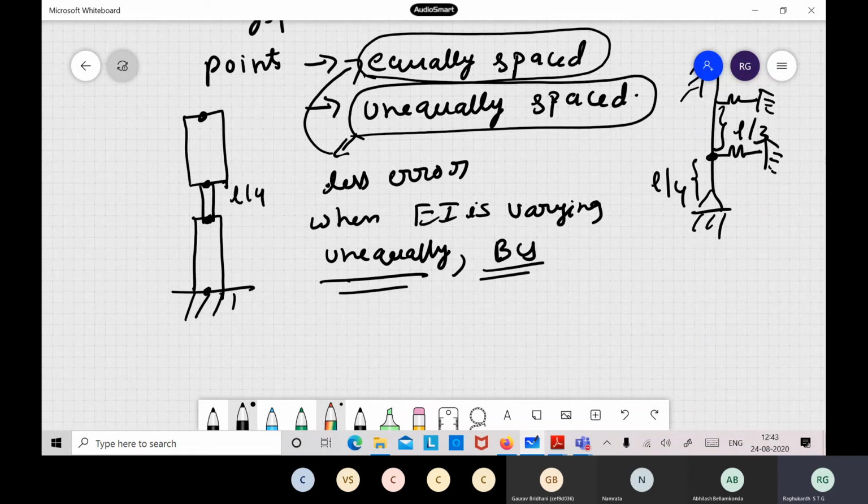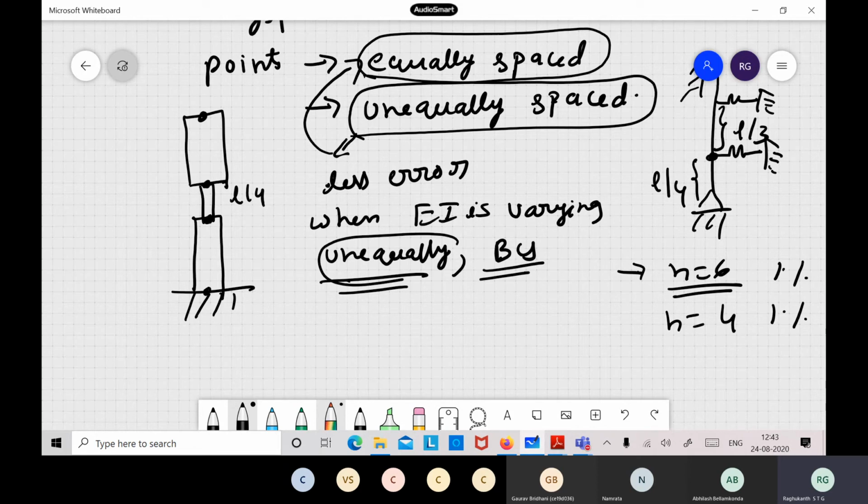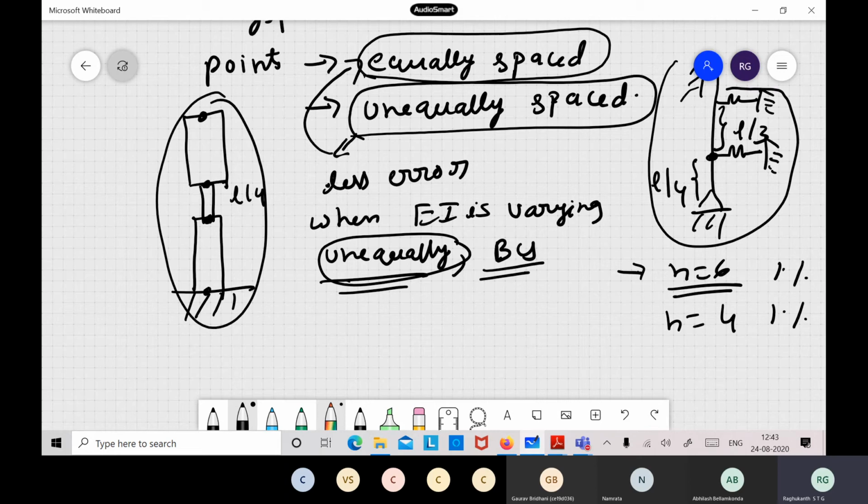Like with equally spaced points, n equal to 6 may give an error of 1%. With unequally spaced, with n equal to 4 points itself, you may be able to get a 1% error also. Not for all problems, only these types of problems, you can try it yourself. So this way you can solve many problems by the finite difference method itself.